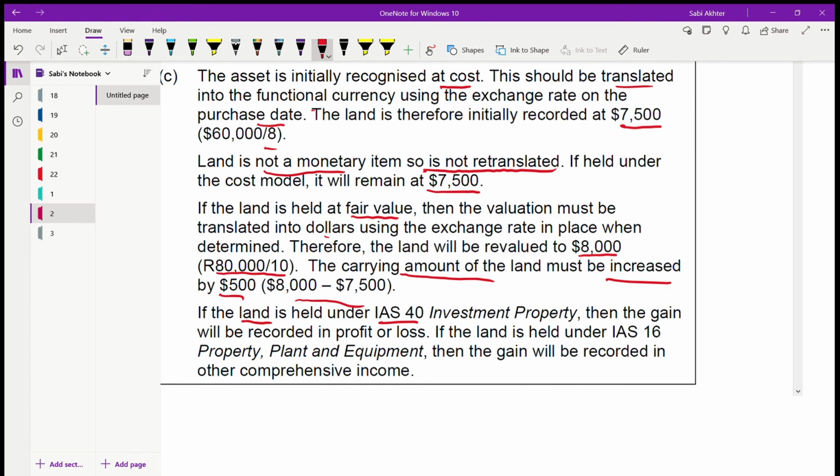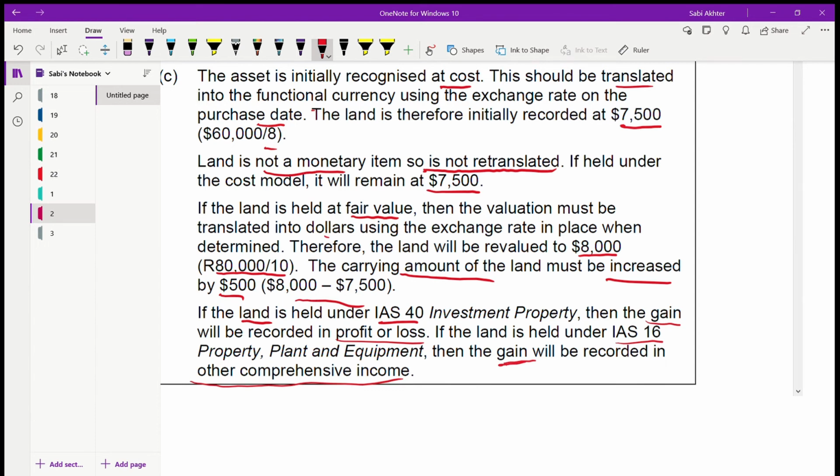You should know both. If the land is under IAS 40, the gain will be recorded in P&L. If it is under IAS 16, the gain will be recorded in OCI. This is why you should know whether it is held as an investment property or as a non-current asset.